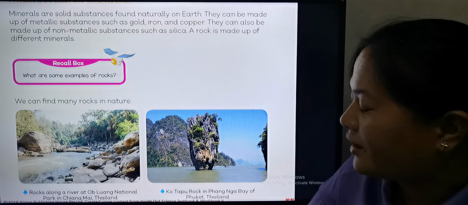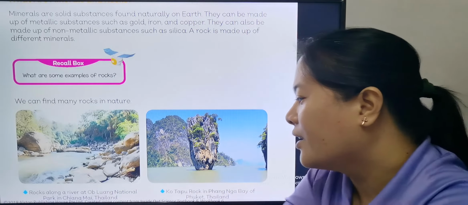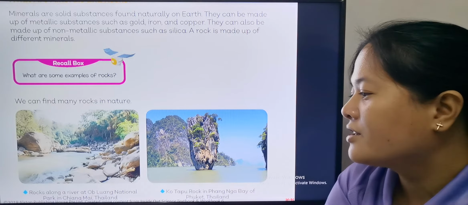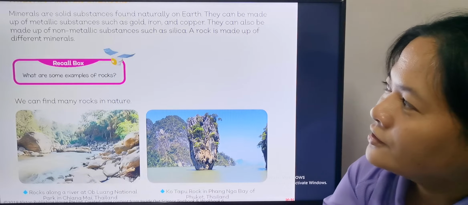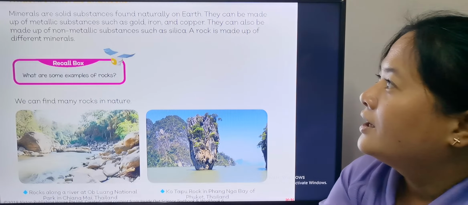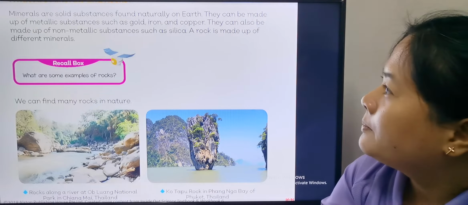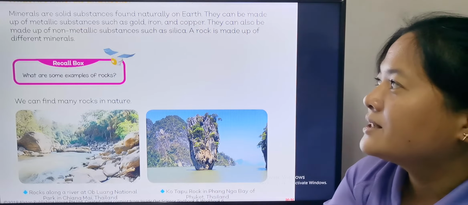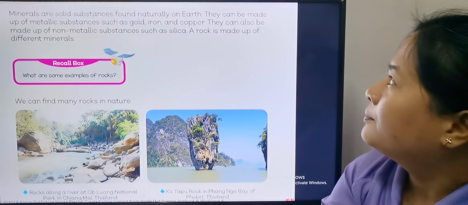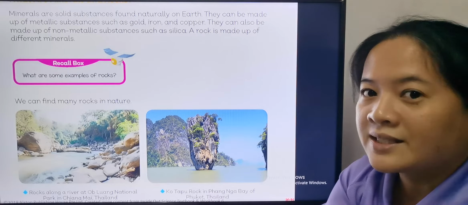So let's start. On page 90, what are minerals and rocks? We have to know what minerals and rocks are. Minerals are solid substances found naturally on Earth. They can be made up of metallic substances such as gold, iron, and copper. Or they can also be made up of non-metallic substances such as silica.